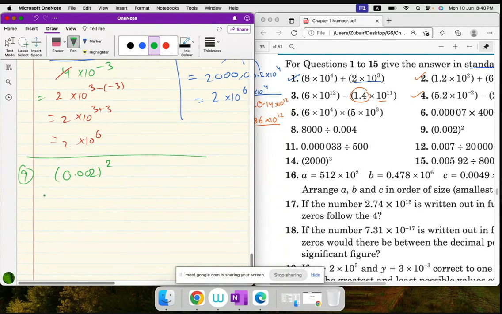0.002 raised to the power 2. Look, I'm writing this as 2 over 1000 whole squared. So this is 4 over 1000 squared. There are 3 zeros, so directly write it like this. 6 zeros. When I bring that into the numerator, I'm getting 4 into 10 raised to the power minus 6.